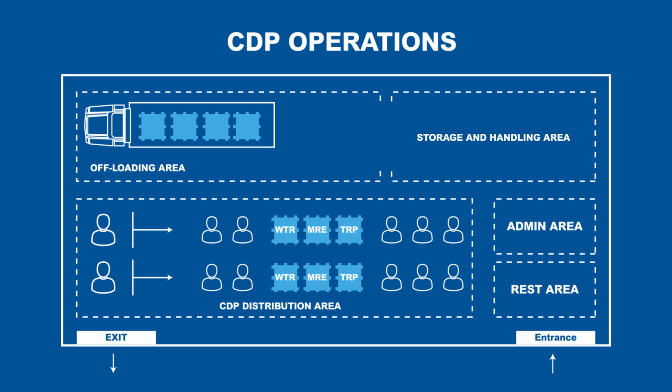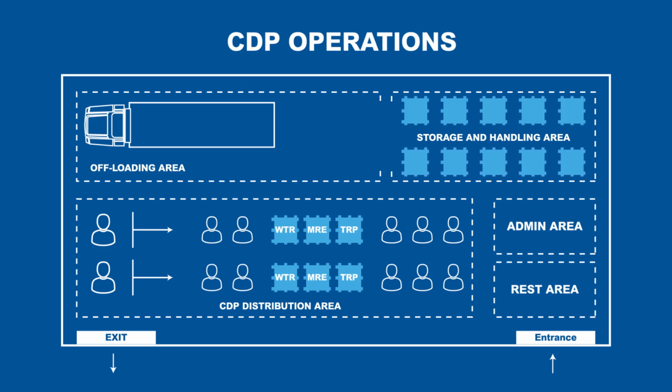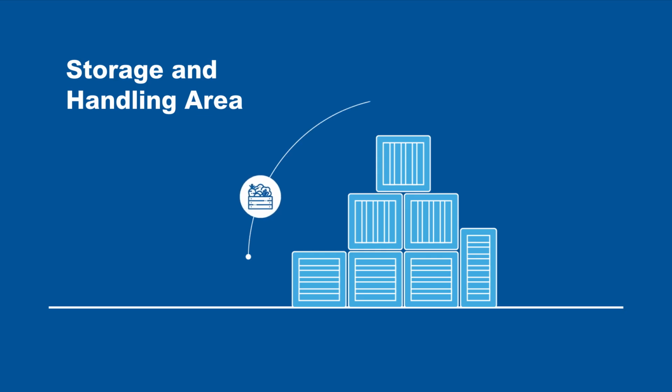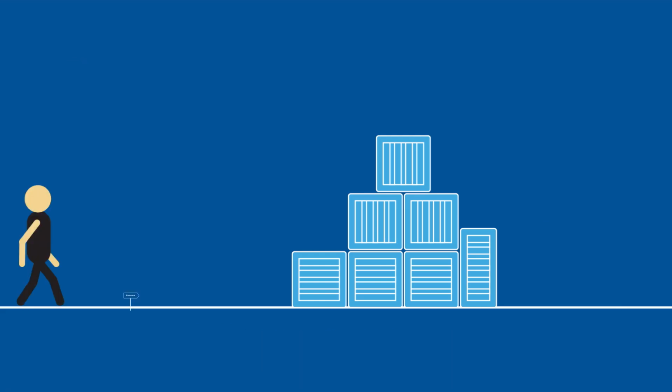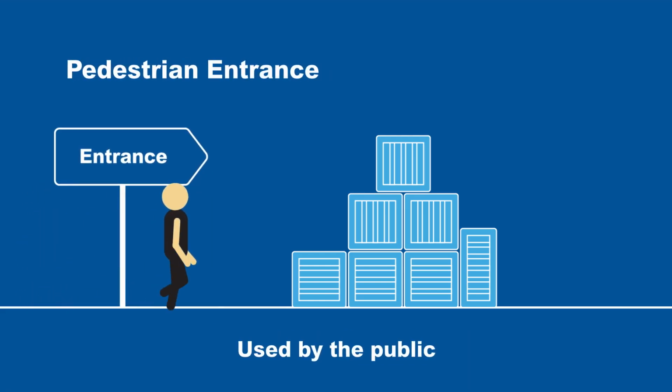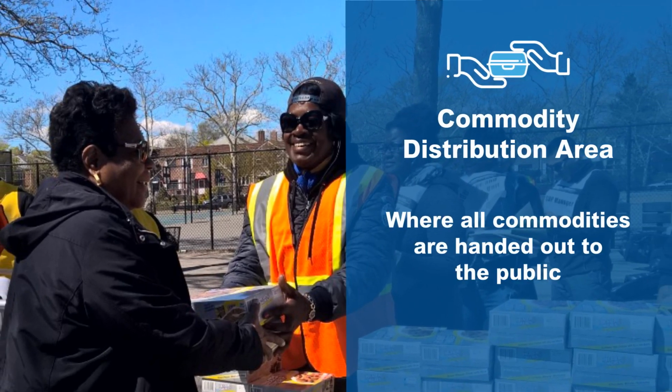The offloading area identifies where trucks should be offloading their truckloads of commodities and supplies. This location should be able to easily access the storage and handling area where supplies are tracked and maintained. Food, water, and baby formula are stored in this location until it is ready to be distributed to the public. The pedestrian entrance will be used by customers to enter the CDP site. The distribution area is where all commodities are handed out to the public.